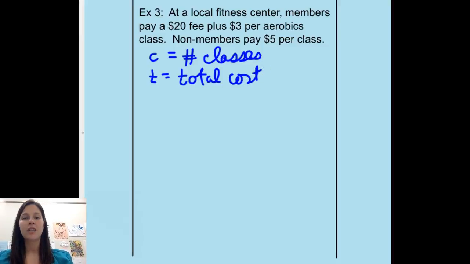There are two different types of people that use this fitness center. We have members. So the total cost, if you are a member, would be that $20 fee that you pay no matter what, plus the discounted rate of $3 times the number of aerobics classes that you take each month. If you are a non-member, your total cost, you do not owe them a fee for being a member, but you do have to pay a little bit more, $5 times the number of aerobics classes you choose to take.